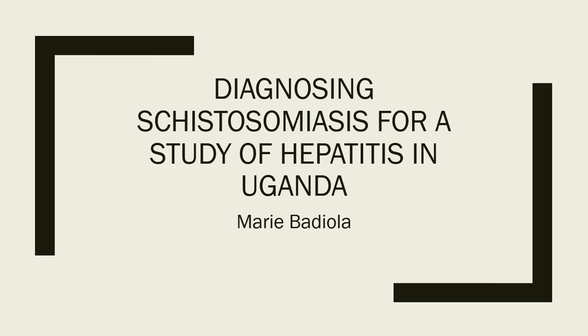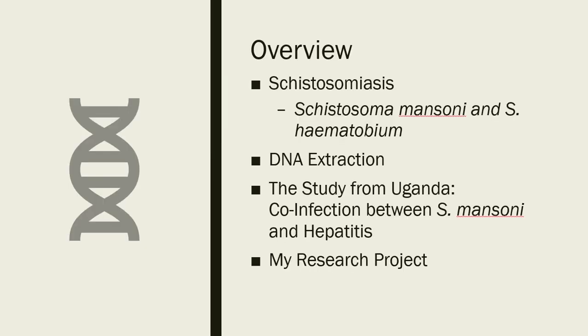In my presentation, I will be talking about diagnosing schistosomiasis for a study of hepatitis in Uganda. An overview of what my presentation will cover is what schistosomiasis is, primarily the two species, Schistosoma mansoni and Schistosoma hematobium, DNA extraction and its importance, the study from Uganda which investigates the co-infection between Schistosoma mansoni and hepatitis, and my research.